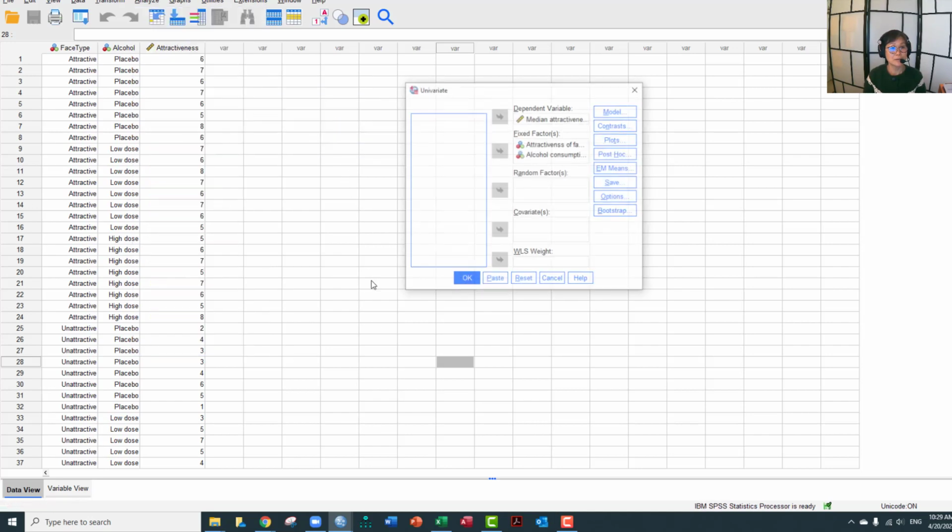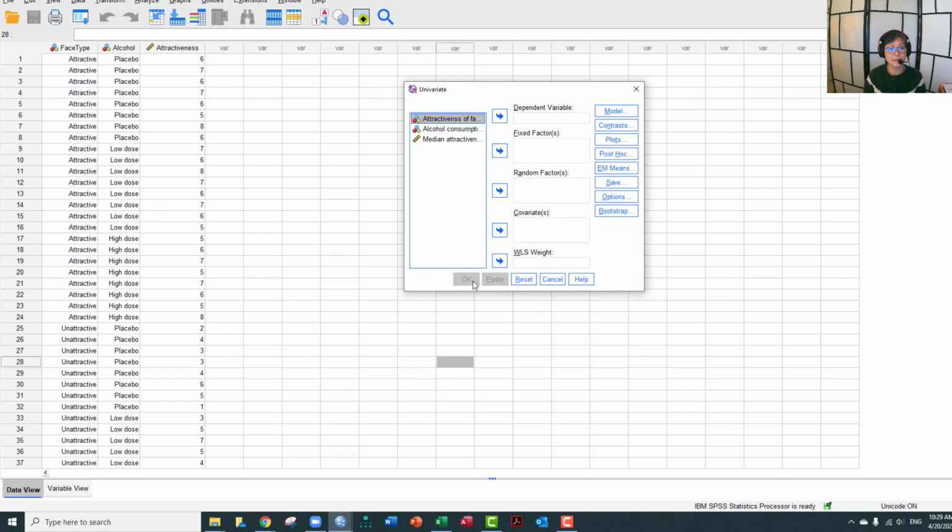General linear model, univariate. I'm going to reset here. Move independent variables to fixed factors, depending on your research questions and how you plan your application. It could be moved down to random effect. Move the dependent variable to dependent variable. Okay, then go to the model.